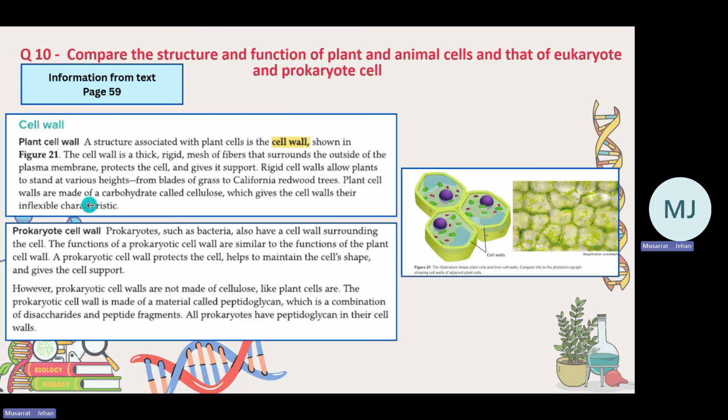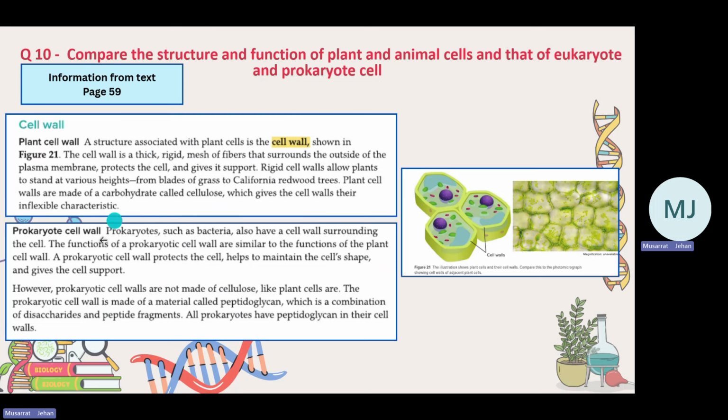Plant cell walls are made of cellulose. Remember this, that plant cell walls are made up of a carbohydrate, and the name is cellulose. It gives the cell wall its inflexible character. So this is about the plant cell.